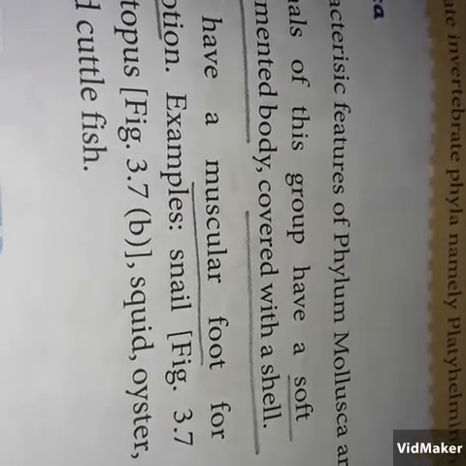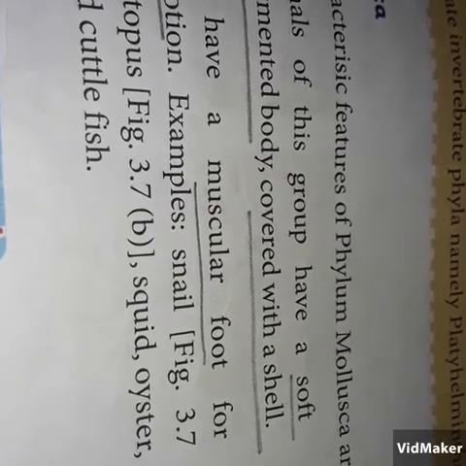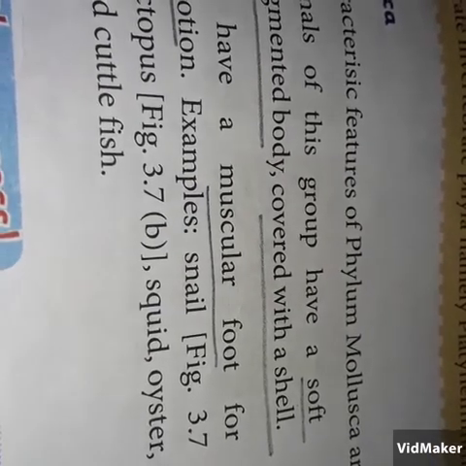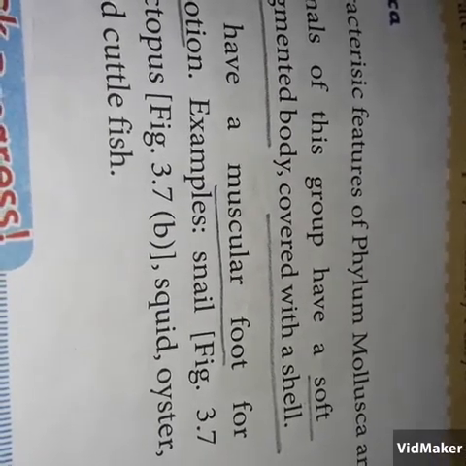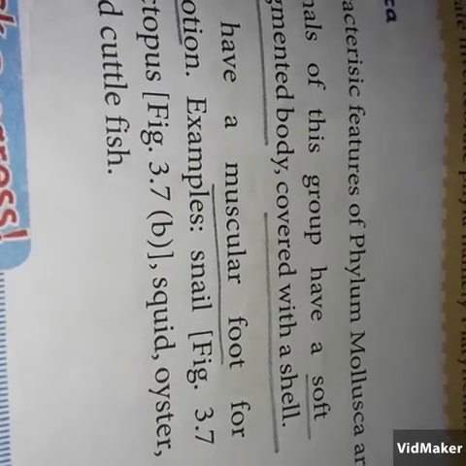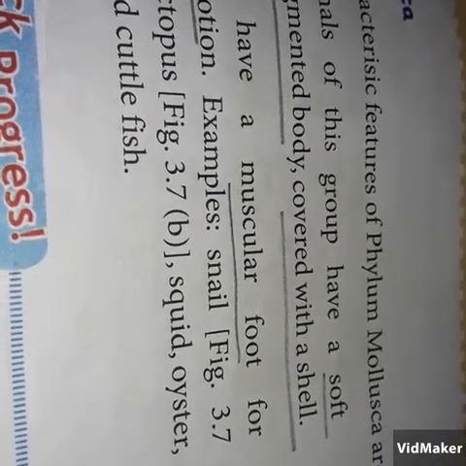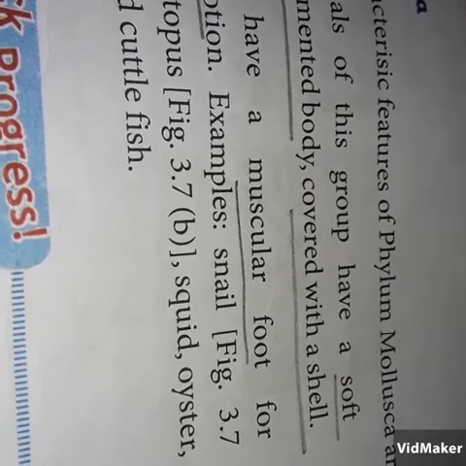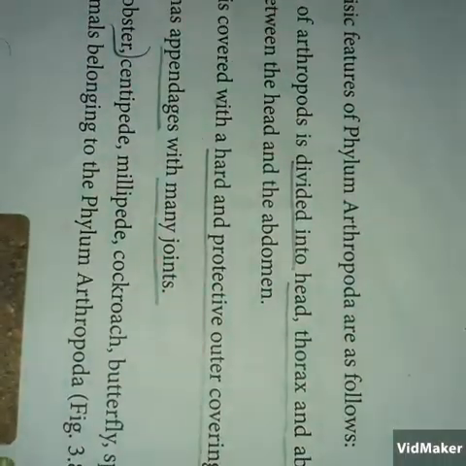Then Mollusca. The characteristic features of phylum Mollusca are as follows. First point, animals of this group have a soft, unsegmented body covered with a shell. Second point, they have a muscular foot for locomotion.